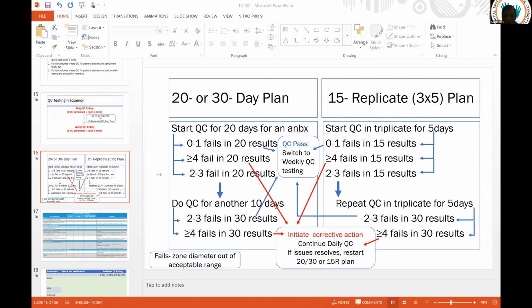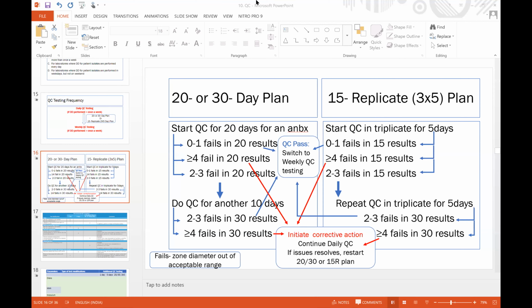Okay. So what I told you is, if there are 2 to 3 fails, you have to test for another 10 days. That is 20 results earlier and 10 results later. Altogether, if you have 2 to 3 fails, then you can go ahead with the weekly plan. You can say that it is a pass. If you have 4 or more fails, then you have to initiate the corrective action. Thank you. Thank you so much, sir.